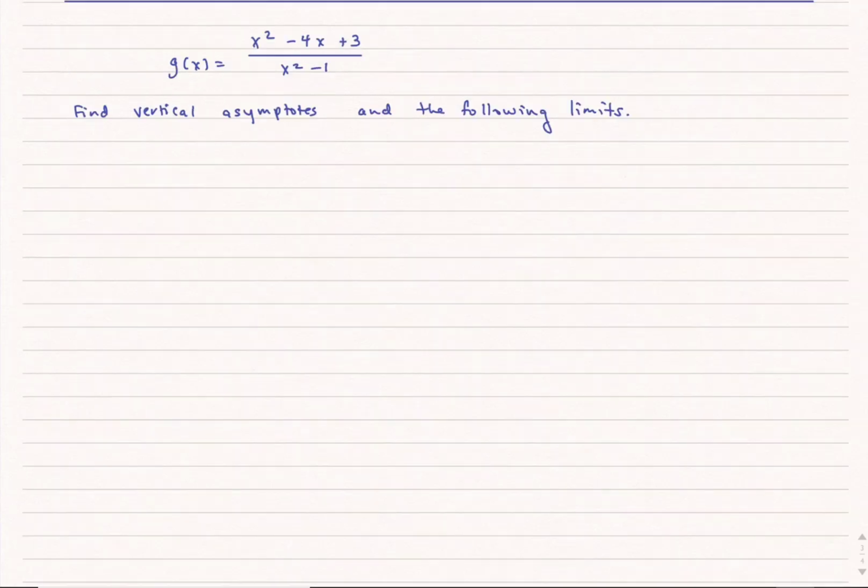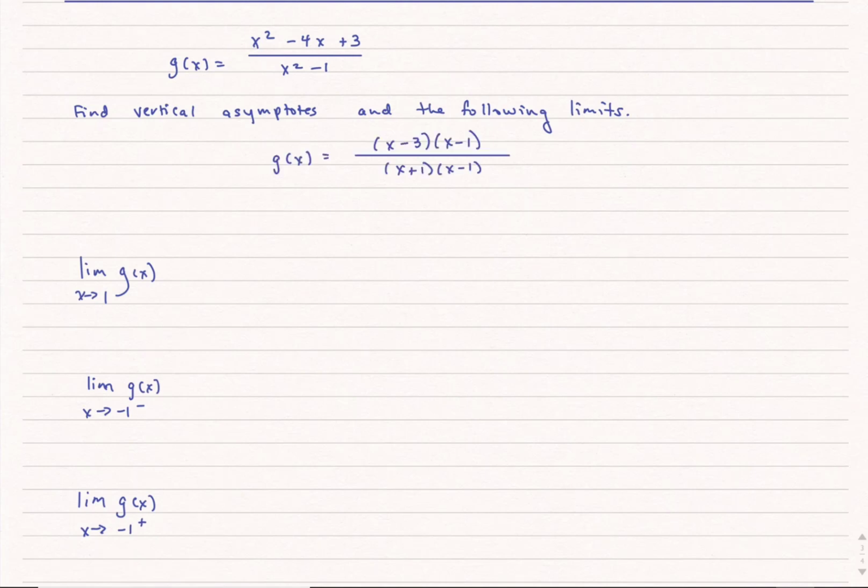So we want to find any vertical asymptotes and the following limits. So I want to find these three limits. Before I do, let's go ahead and factor g of x. So the x minus 1 in the numerator and denominator end up dividing out. And we find the limit of g of x as x approaches 1 is negative 1.